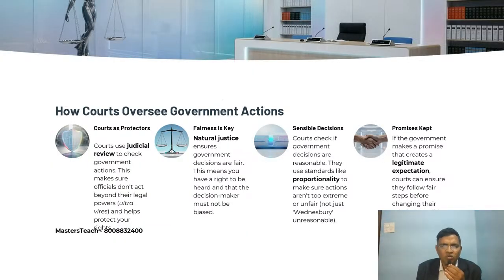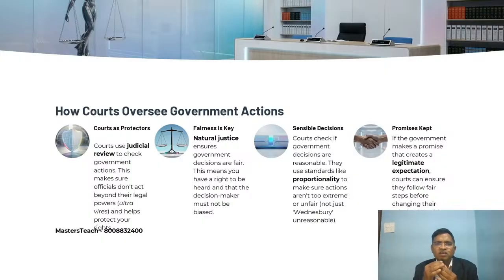So how do courts oversee government decisions? The courts work as protectors. Courts use judicial review to check government actions. This makes sure officials don't act beyond their legal powers. They have to work under the law, and they should not cross the limits of the law. So the court conducts judicial review in order to protect the citizens.